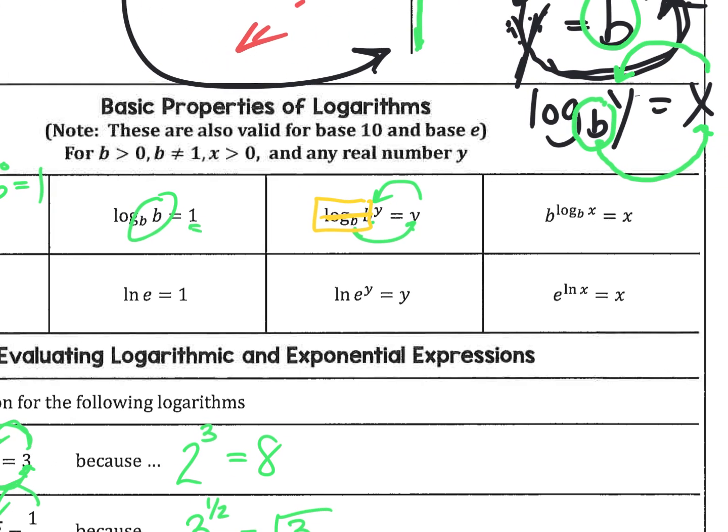Same thing happens here with e. Natural log and e are the same. Natural log, by the way, is log base e. That would be log base e of e to the y. And didn't we say, so now doesn't this match this? Yes? So doesn't it make sense that log base e of e goes away?